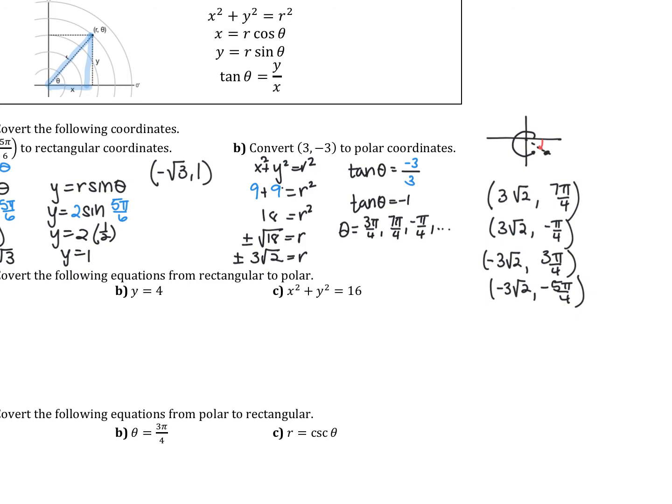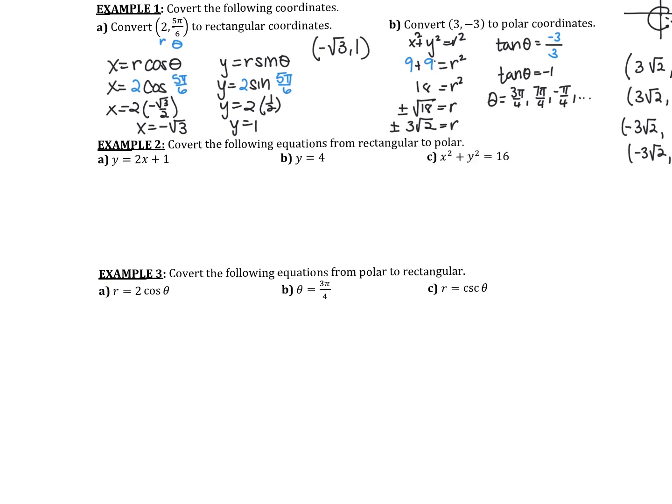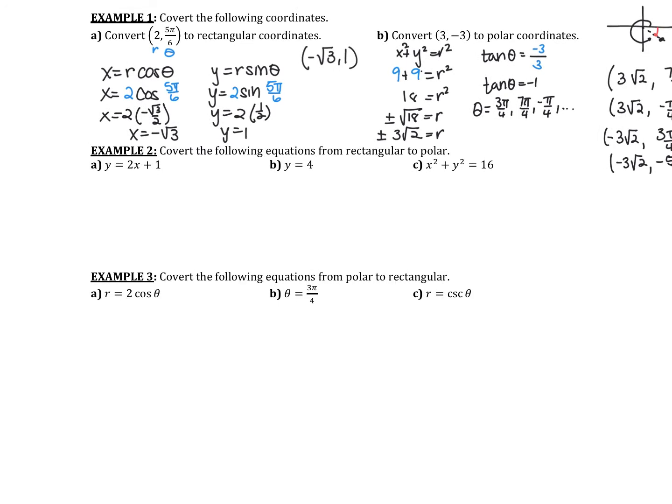It's helpful also to be able to convert equations from rectangular to polar and vice versa. So I'm going to start with a more complicated one initially. If we have an equation like y equals 2x plus 1, typically when we go to convert our equations, the first thing that we're going to do is substitute in for y and x. So in this problem, we might say r sine theta equals 2 times r cos theta plus 1.